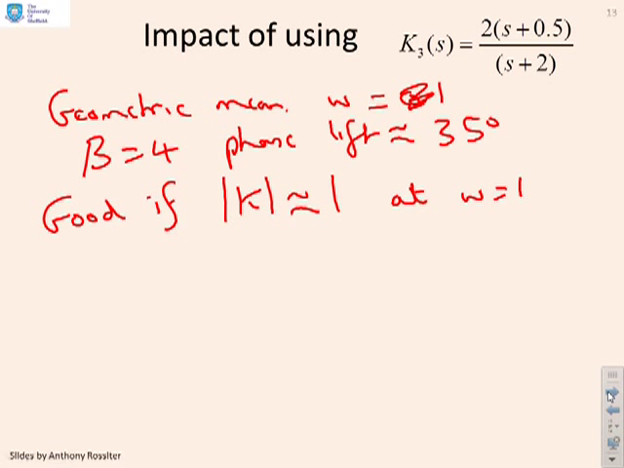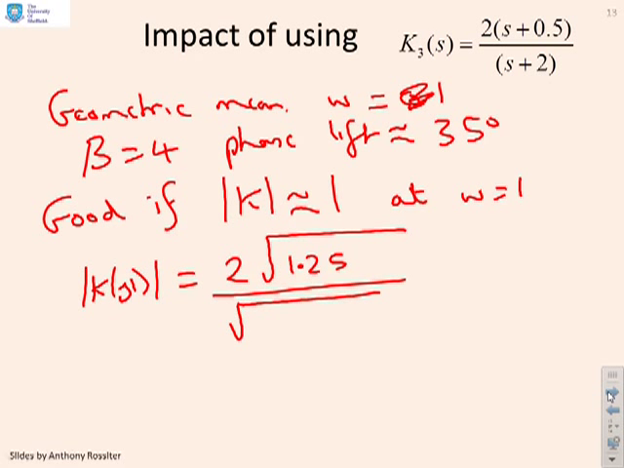Okay, so what's the modulus of K at omega equals 1? Well, the modulus of K(j1) is going to be 2 times the root of 1.25 over the root of 3. Okay, if I've done that correctly. No, not root of 3, sorry, root of 5. I knew something wasn't quite right. And what you'll find is this indeed does give you 1. Okay, and so therefore, in conclusion, this seems about right.